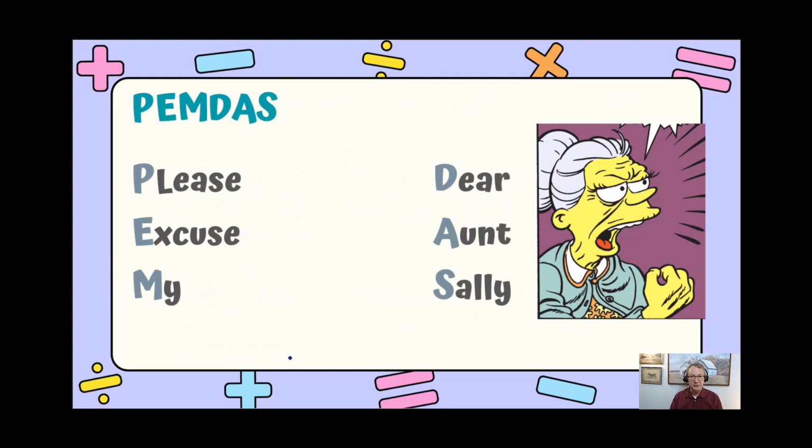The way that we remember PEMDAS, and the way that we've remembered PEMDAS throughout the ages, is this mnemonic: Please Excuse My Dear Aunt Sally. Where the P is for parentheses, and E is for exponents. A lot of times in a math class you may see it as x to the n, or some variable to the n. M is for multiplication.